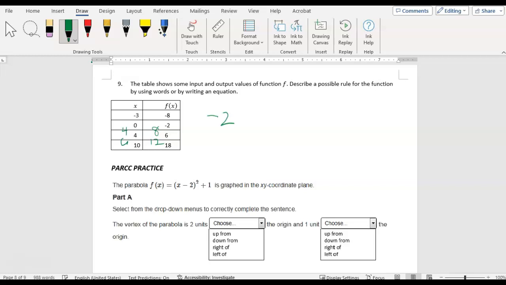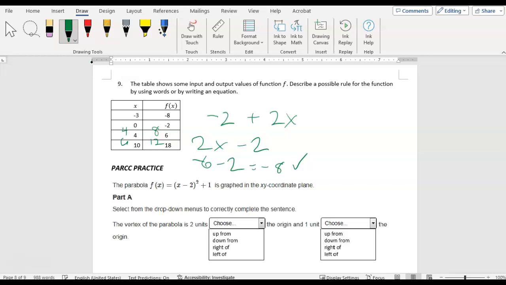So what I figured out here is we have -2, then plus 2x, or 2x minus 2. And you can try that out, see if that works. -3 times 2 is -6, minus 2 equals -8. That works. All right. 0 times 2 is 0, minus 2 is -2, right? So you can check to see that it works.